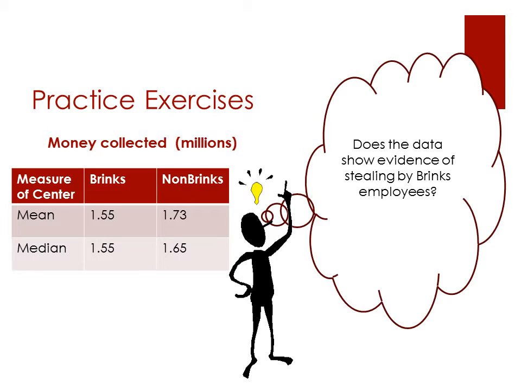Okay, you should have got the information over here on the left. So Brinks has a mean of 1.55 million, a median of 1.55 million. Non-Brinks has a mean of 1.73 million and a median of 1.65 million. So, does this data show evidence of stealing by Brinks employees? What do you think?